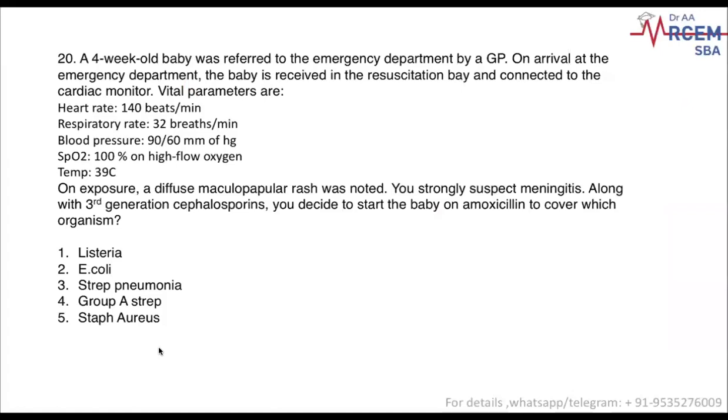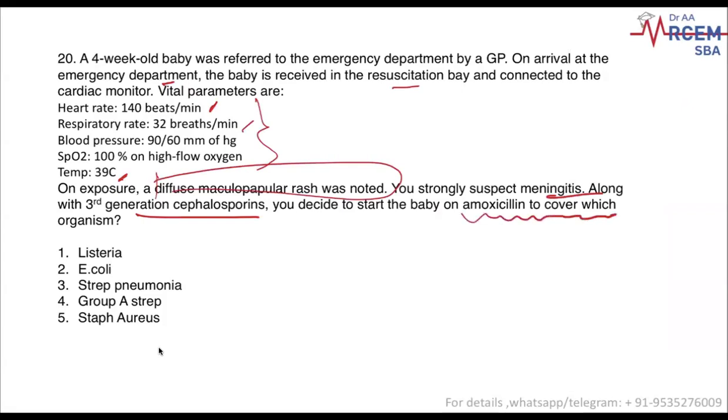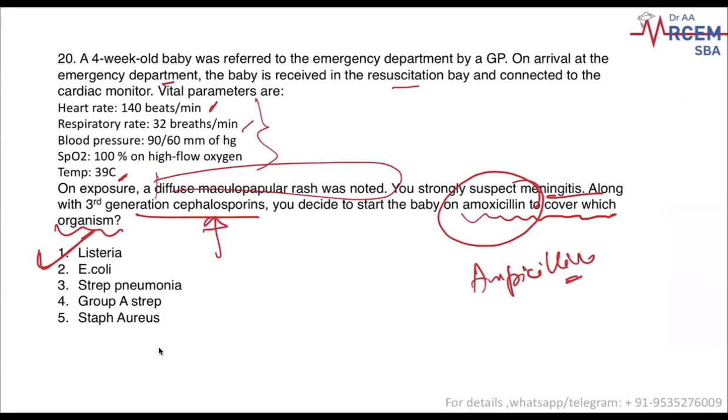You have a 4 weeks old baby who was referred to the ED by the GP. On arrival to the ED, the baby is received in the resuscitation bay. Vital parameters say there is high grade temperature, tachycardia, some tachypnea, and a diffuse rash is also present. You're suspecting meningitis, and third generation cephalosporins have been started. You start the baby on amoxicillin to cover which one of the organisms, they're asking. Especially in the pediatric age group, we add amoxicillin, or for that matter ampicillin, to cover listeria. Listeria is not covered by third generation cephalosporins. In adults also, over 55 years of age, we add cover for listeria in meningitis cases.